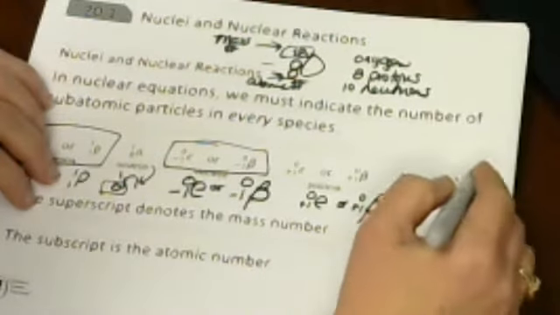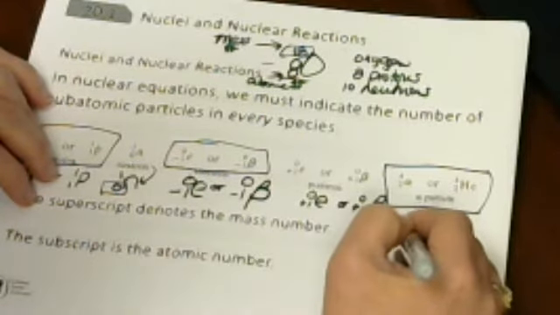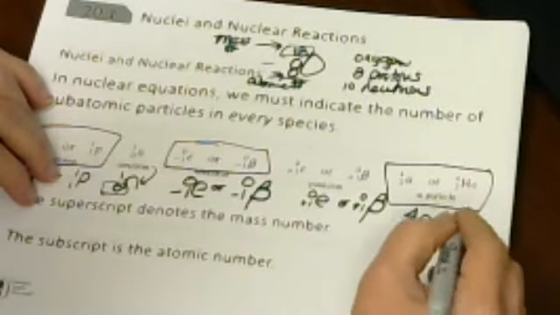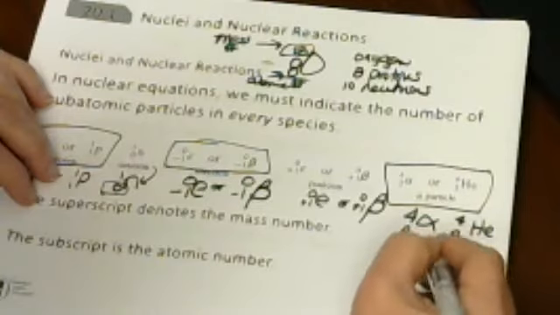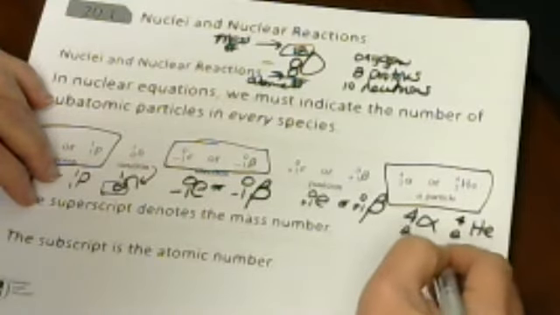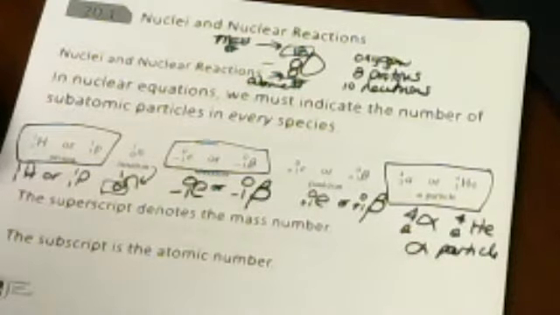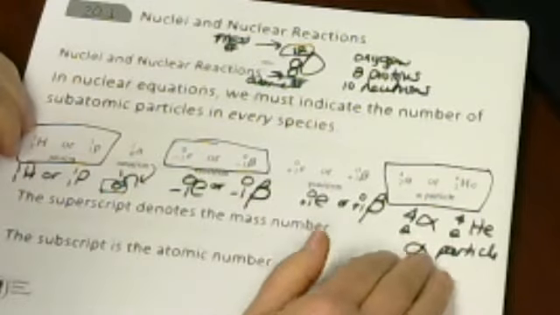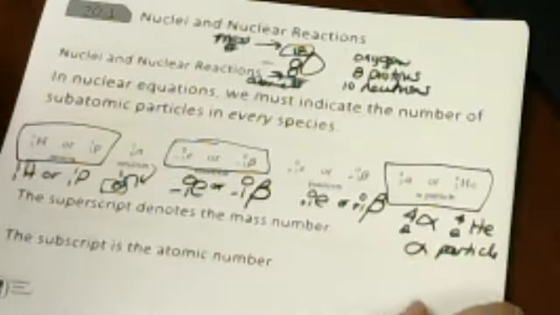And then the last one, the most common of all, is a 4,2 alpha. That's how I make my alphas. Or a 4,2He. These two mean the same thing. This is an alpha particle. They're the most common. They're the least penetrating. A few sheets of paper will stop an alpha particle. All right?